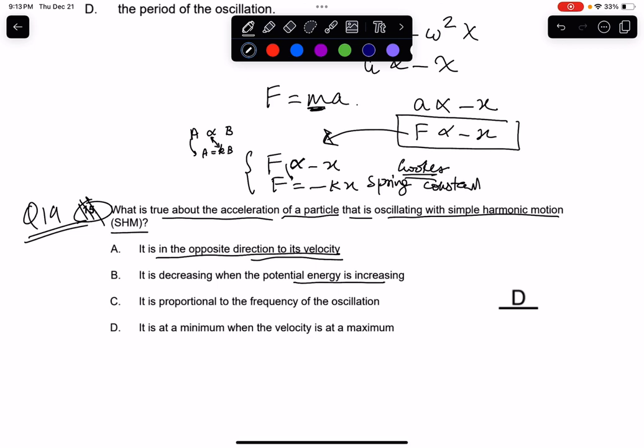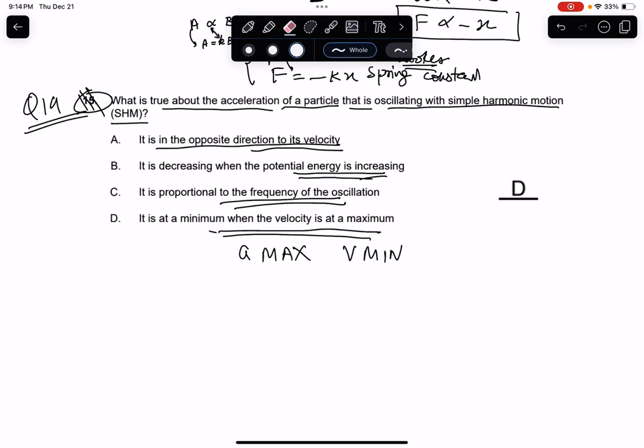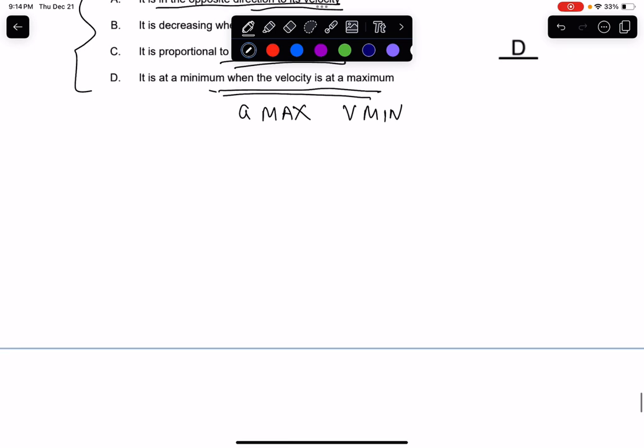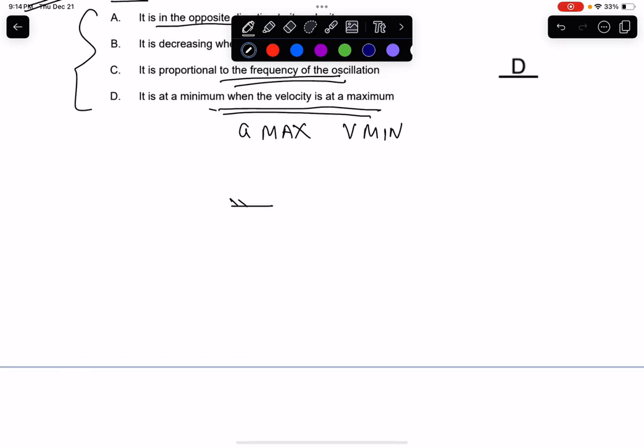Second, the acceleration is decreasing when potential energy is increasing. The third is it is proportional to the frequency of the oscillation. Or fourth, that the acceleration is maximum when velocity is a minimum, right? So all of these questions, you can answer them. All of these points, you can simply see in your simple pendulum, okay? So you need to understand the simple pendulum for doing these simple harmonic motion questions when it comes to MCQs.